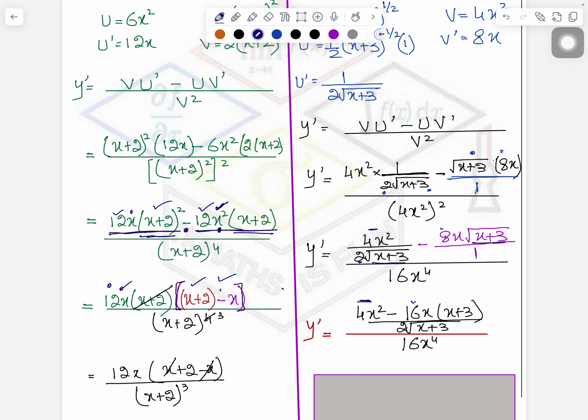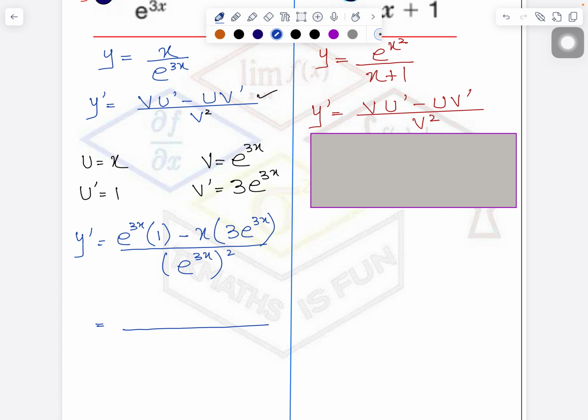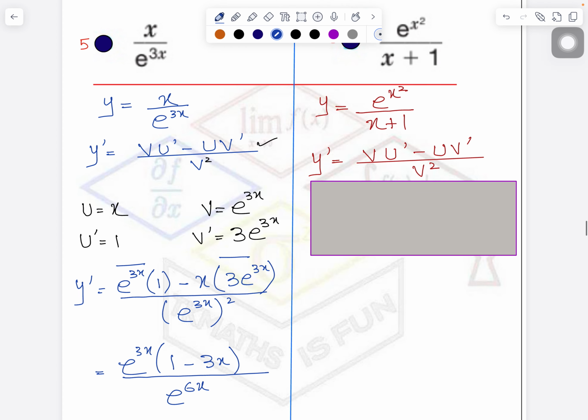v square, v u prime, minus u and v prime. Right? So it will become e power 6x. And now if you notice here in this term and this term, what is common? e power 3x is common. So you can take it out. What is left here? 1 minus 3x. And that is done. Right?